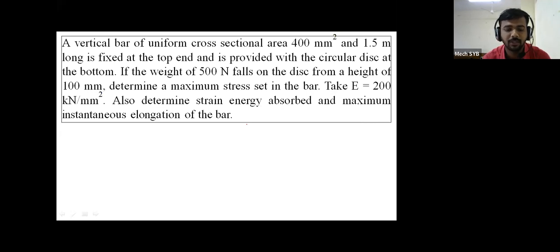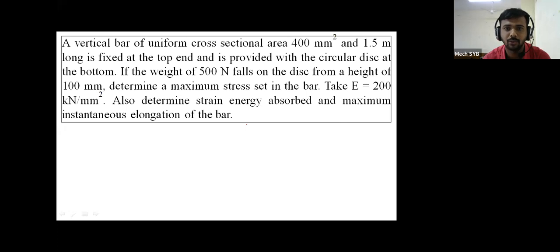In that particular statement, they mention the falling height, because in the impact loading condition the falling height is very important. That means initially there is no contact between the loading frame and the component on which we have to apply the load. There is a common thing in the suddenly applied load and the impact load.